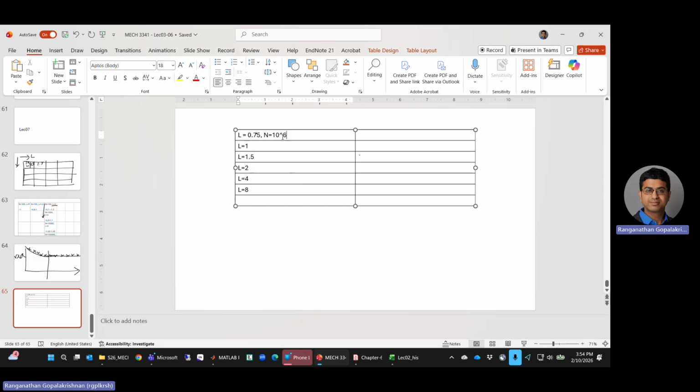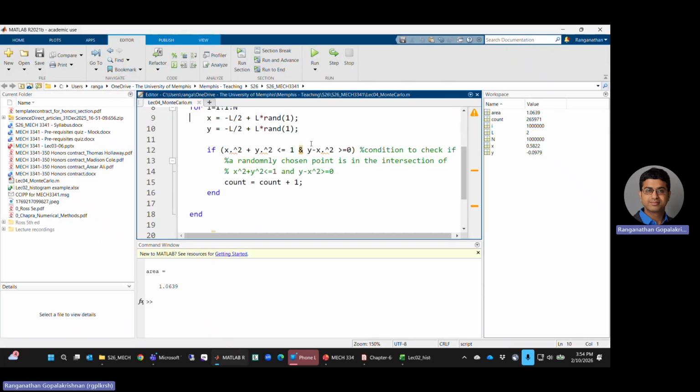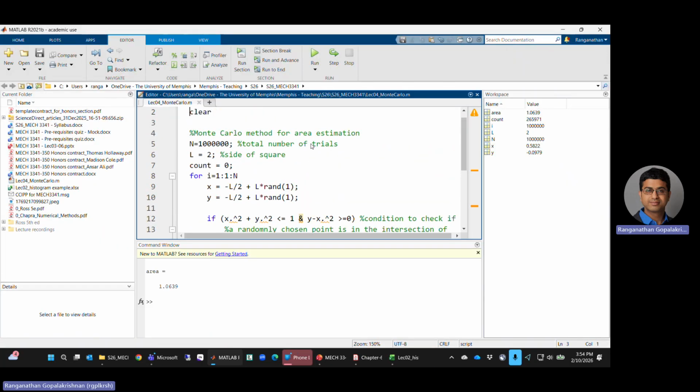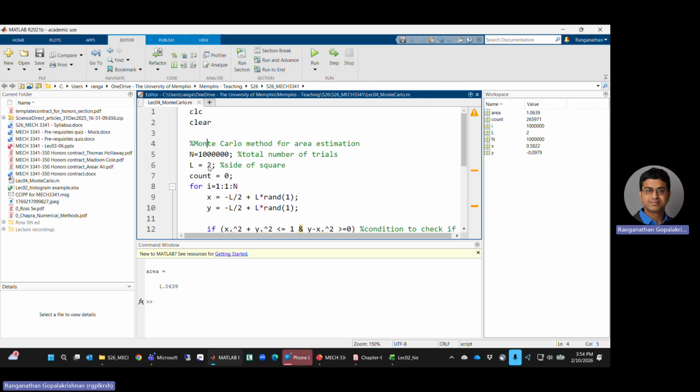This is just the circle. You need to add the condition to add one. Okay, please run this. I want to run L equals 0.75 and 1,000,000 trials. Please run that.